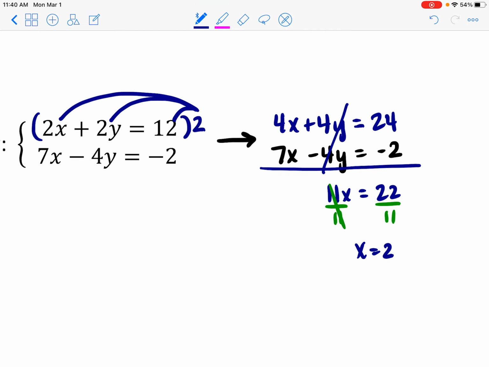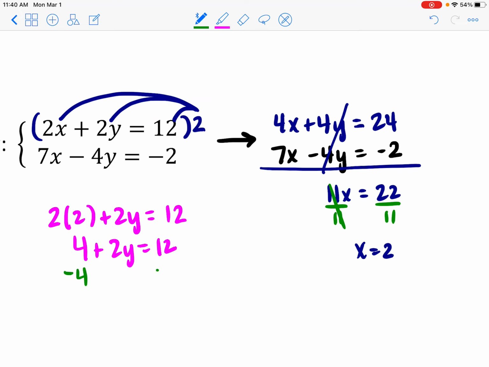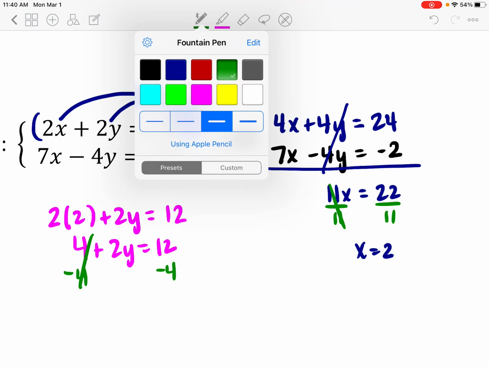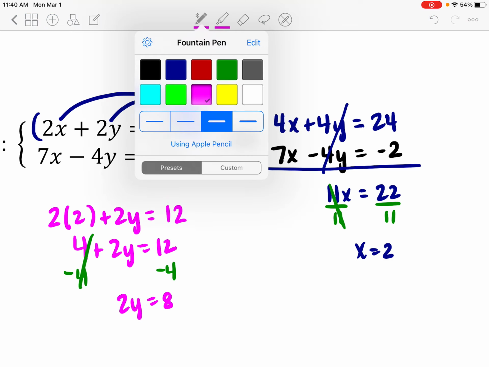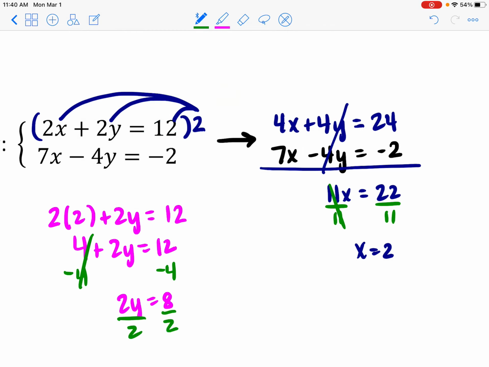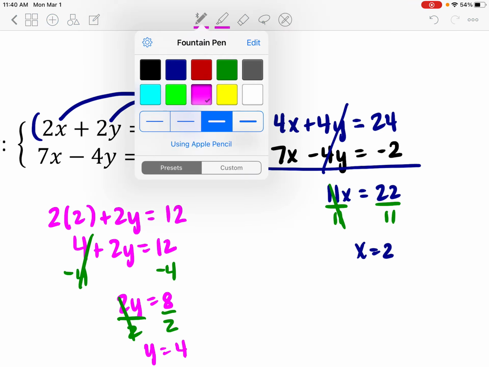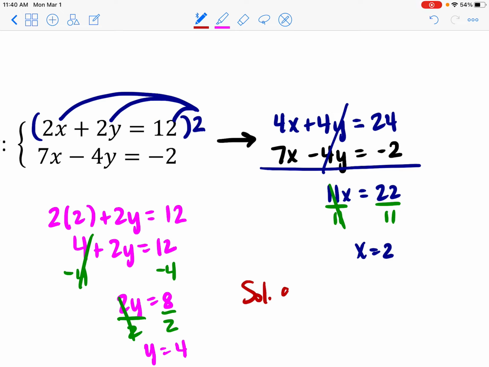Now I'm going to plug that in, and I'm going to go into the first equation. 2 times x, which we just found was 2, plus 2 times y has to equal 12. So 2 times 2 is 4. If we subtract that 4 over, then we see that 2 times y is going to equal 8. And if we divide that over, then we get the other part of our solution. So we see y has to equal 4. So the solution to this system is going to be at x equals 2 and y equals 4.